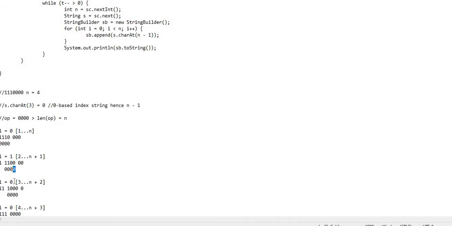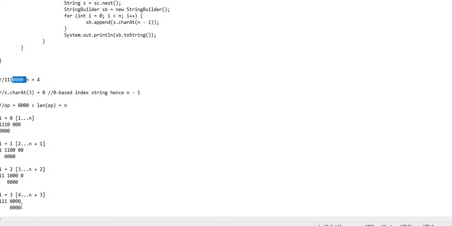Now for 3 to n plus 2, the string will look like this, 1000. Again I can append one more 0 over here, so again the last character will be matching. Then again for this, the last character, because i becomes 3 over here. So it is like 4 to n plus 3, so the string will look like this. In this case I can append one more 0 and again it will be matching.